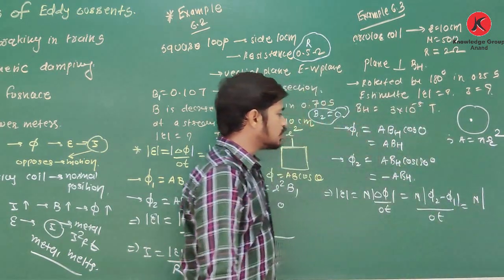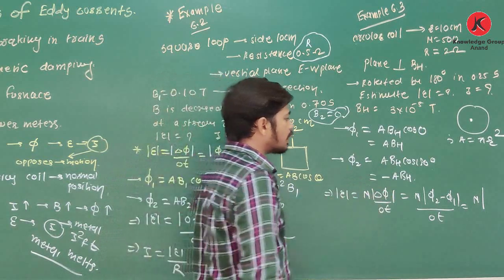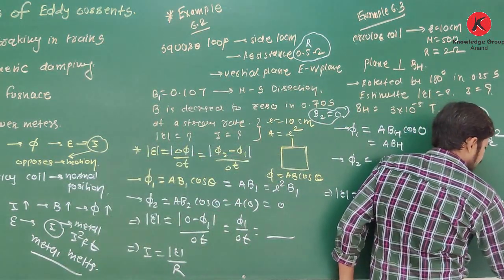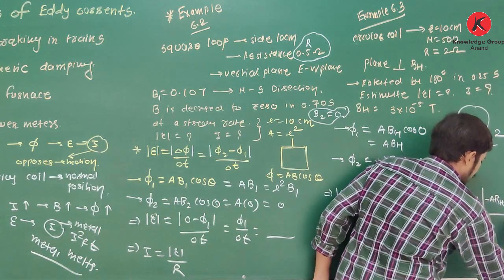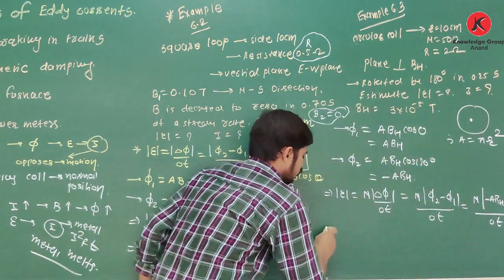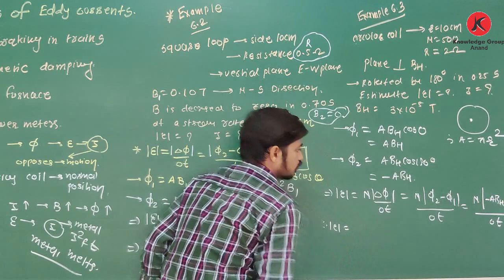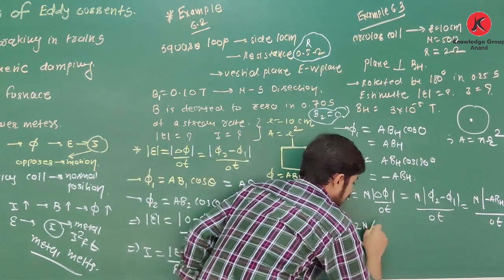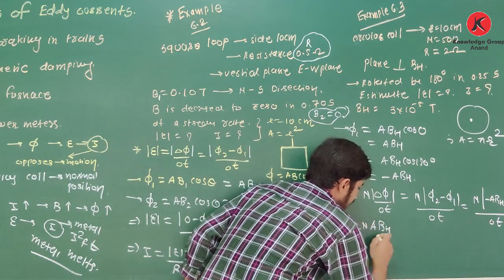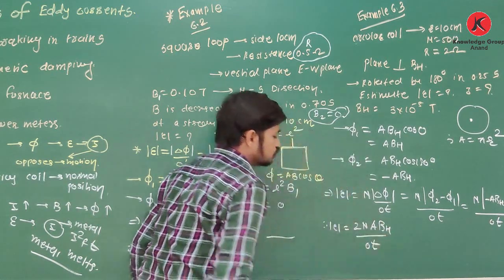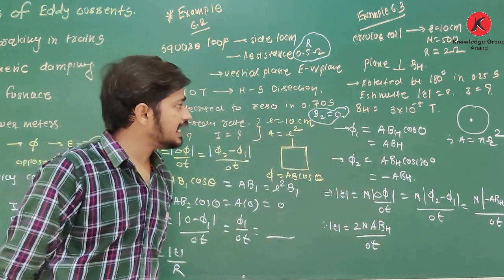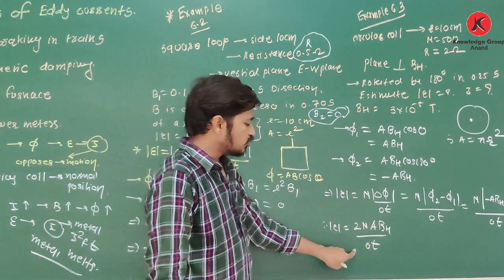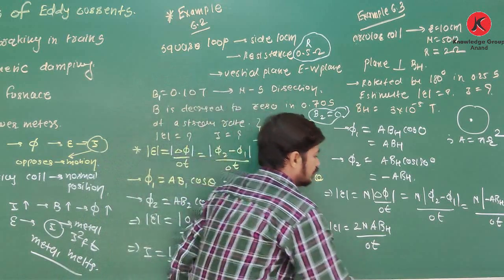Is equal to N delta phi upon delta T. Phi 2 is minus A BH, so minus A BH upon delta T. So mode of E is equal to 2 N A BH divided by delta T. You are given 2, you are given N, A is pi r square, and you are also given BH. You have to find the value of this mode E.